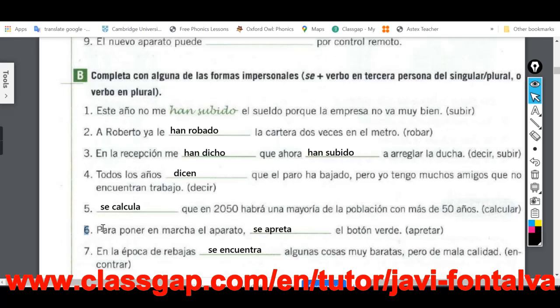Okay, so press the green button. Poner en marcha is like to start the apparatus or the machine, yeah? One presses the green button. Or in English, you would say you have to press the green button, simple as that, yeah?